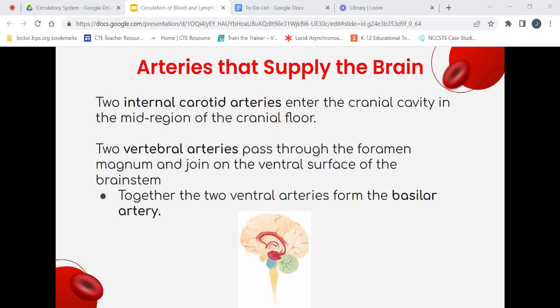Branches of the internal carotid and the basilar artery, which if you recall is the two vertebral arteries together, form a circle of arteries at the base of the brain, and this is called the circle of Willis. The joining of two or more arteries is called an arterial anastomosis.